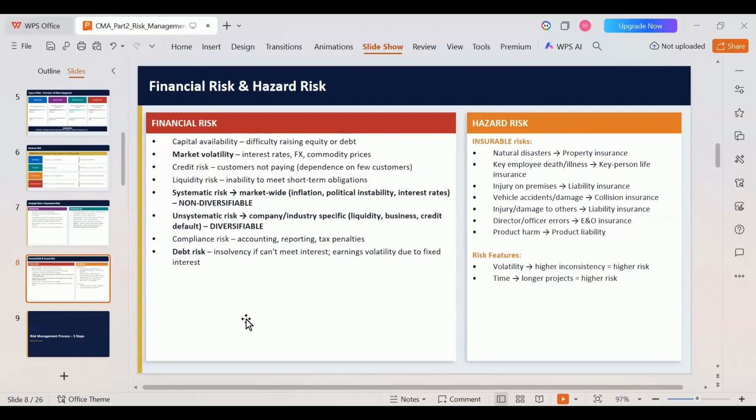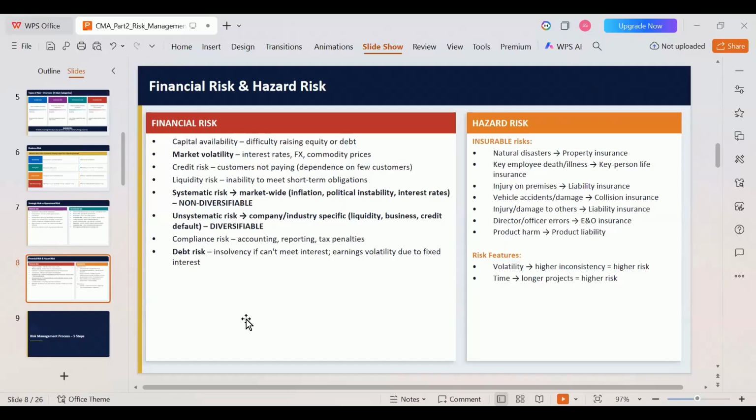Customer A is highly risky. Why? Because he is holding accounts receivable back from 10 years and we are not sure whether he'll pay us back or not. Okay, so that is why. As time increases, the risk factor also increases. And as volatility increases, the risk factor increases again.